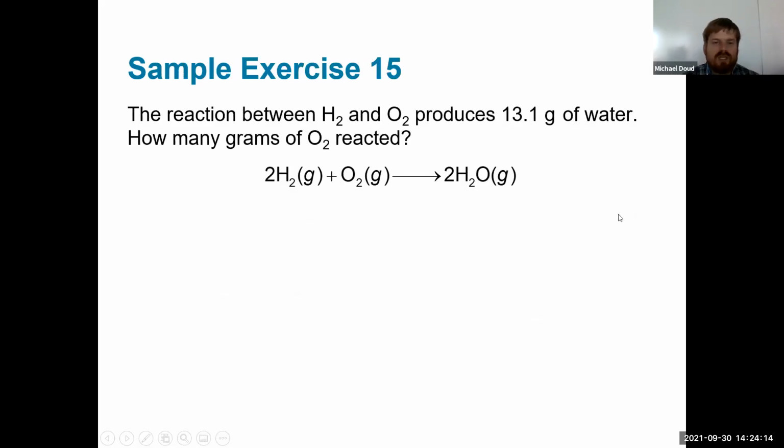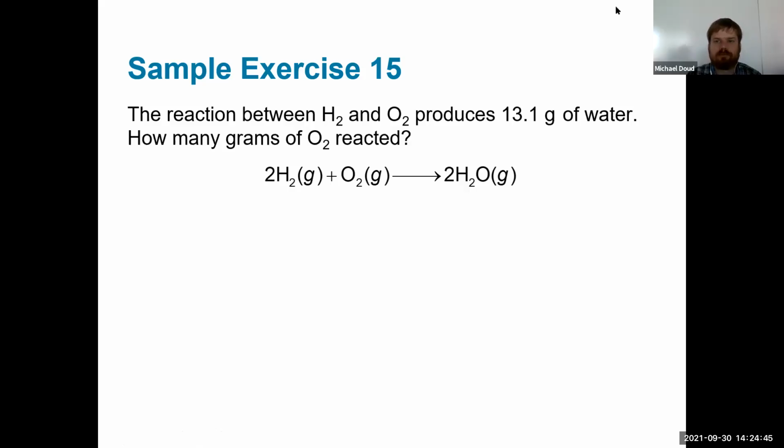Okay, that brings us to sample exercise number 15. Go ahead, pause the video one more time here and try to answer that. The reaction between hydrogen and oxygen produces 13.1 grams of water. How many grams of oxygen reacted? So go ahead, pause the video here and give it a shot. And when we come back, we will go ahead and look at how we got the answer.